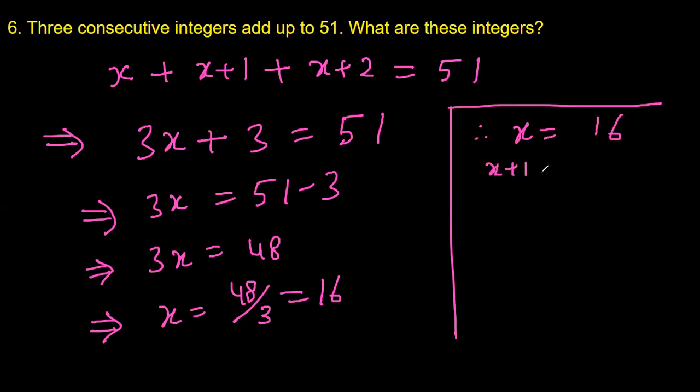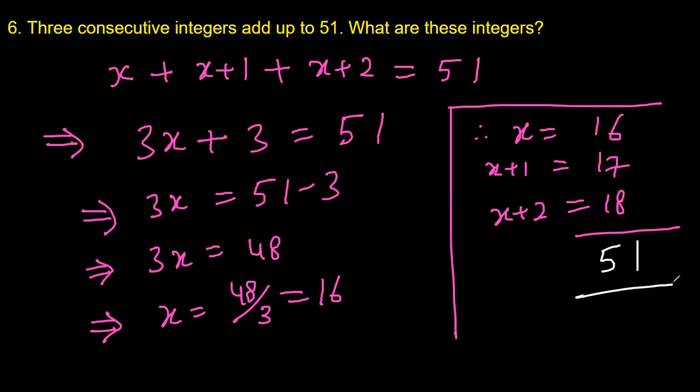In place of x plus 1, that is 17. And x plus 2 is 18. So they are 3 consecutive integers. And if you see their sum, 8 plus 6 is 14, plus 7 is 21, 2 and 5 is 51. Yes, the sum is also 51. That means your question is done and verified also, right? So you can say the 3 consecutive integers are 16, 17 and 18.